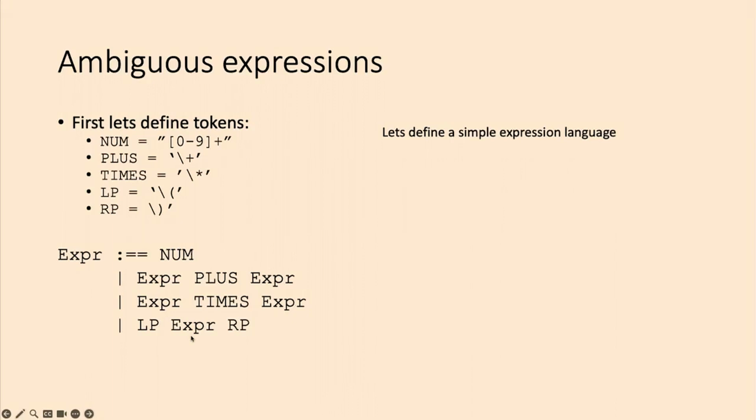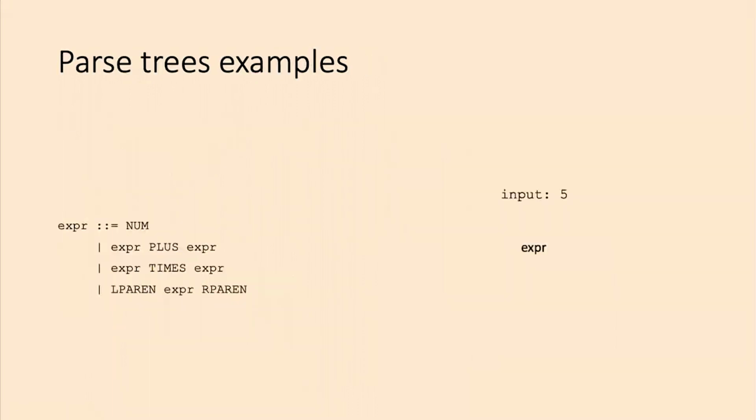And I want us to think about these things in terms of parse trees. So let's draw some parse trees and think about how to derive them. So for example, if we have the input of just 5, well, we have to start with an expression, but then we can just pick this top production rule, and it's a num, 5. So our parse tree in this case is more like a parse stick, but it's still technically a parse tree.